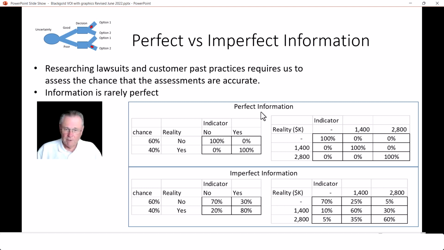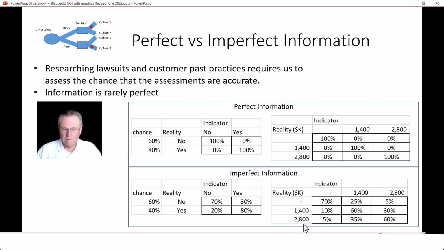But perfect information is rarely available. So what does imperfect information look like? Well, we're making some assumptions here, and so this is subject to sensitivity analysis if you wanted to do that. But we've said for the customer, if reality was he would not sue us, there's a 70% chance we'd realize that, and a 30% chance we would think he was going to sue us. And if he was going to sue us, we would believe that 80% of the time, and 20% of the time we'd be wrong.